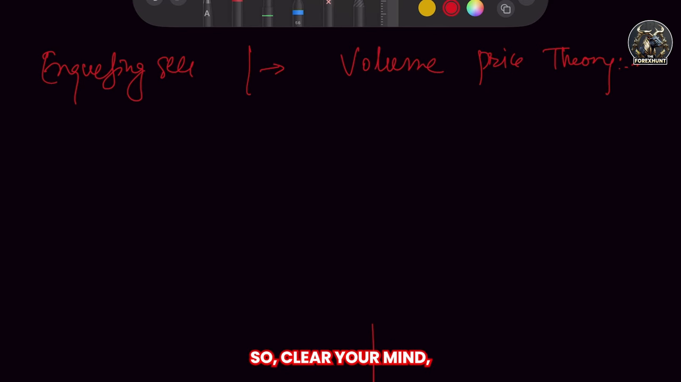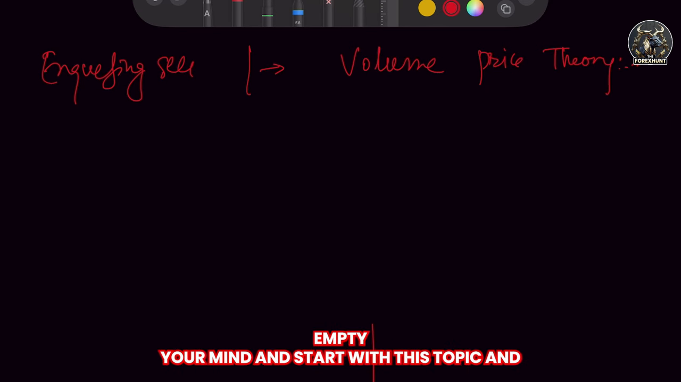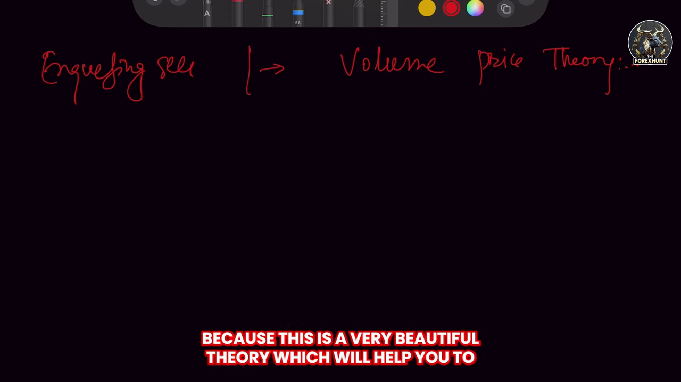So clear your mind, empty your mind, and start with this topic. And don't think that you are using something different, because this is a very beautiful theory which will help you to gain some profit. So let's start with today's topic, that is engulfing sell markings.